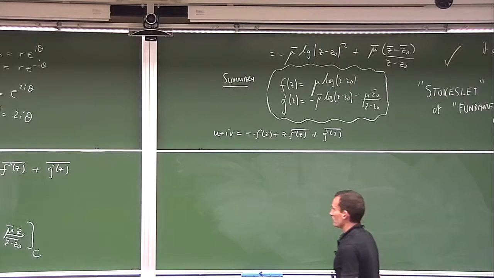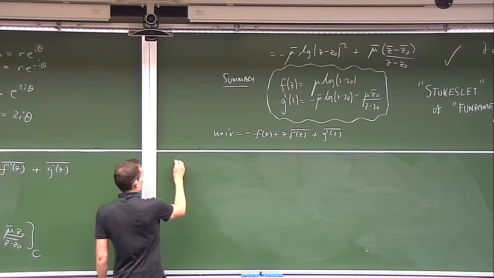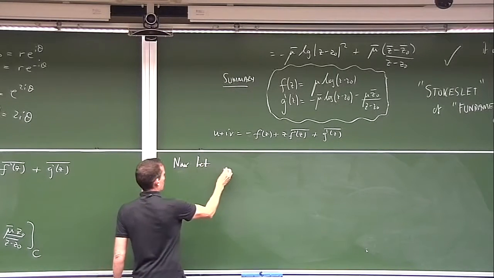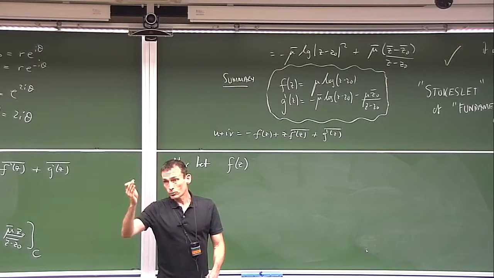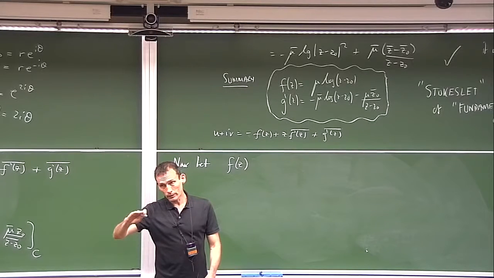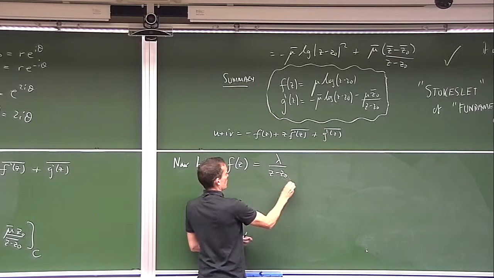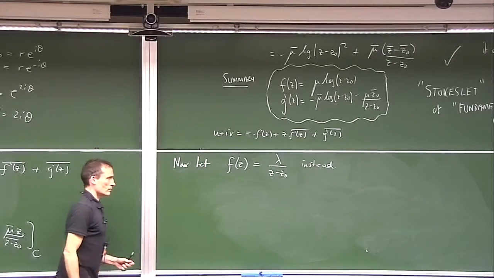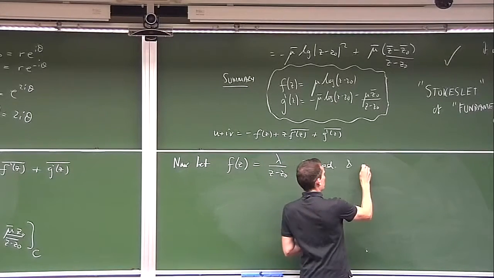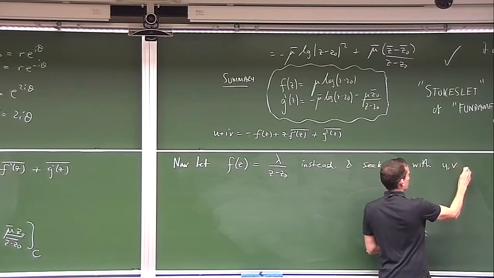Let's do another singularity. Well, we tried, this is a different one now. We looked at f being a logarithm. The derivative of a logarithm is a simple pole. So let's try f having a simple pole. So we'll let it look like this, and seek a solution with u and v going like 1 over distance.